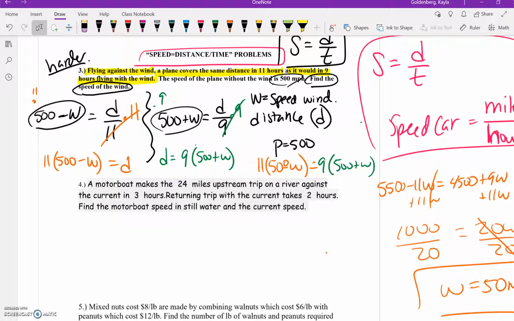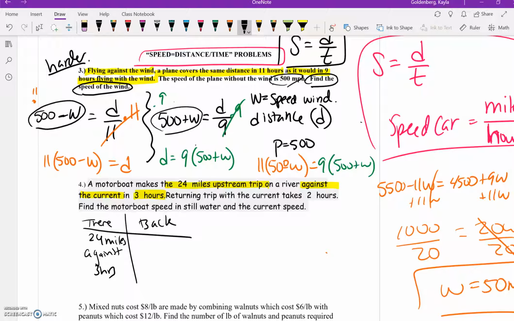So number 4 says a motorboat makes the trip 24 miles upstream against the current in 3 hours. So typically I do like trip there and trip back. So going there, it was 24 miles against in 3 hours. Returning, it was 2 hours, still 24 miles, and going with.